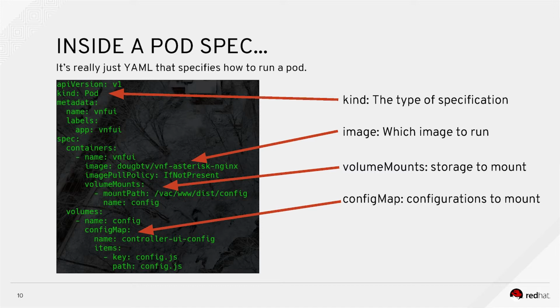So in this example here, we're saying that the type of resource is a pod. There are some remixes of that I'll get into in a second. Then we're going to say which Docker container image to run. And then, here's a volume to mount. That could be your persistent volume, for example. And also here, I've got a config map. I'll take a look at that in a further slide.